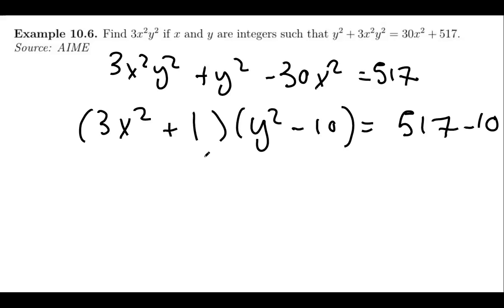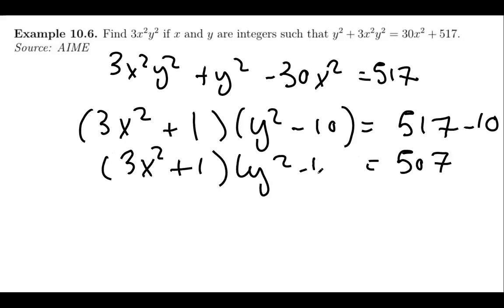So at this point, we have the product of two binomials, and on this side we have 507. Since x and y are integers, these two binomials must also be integers. That means they must be factors of 507, and 507 can be factored as 3 times 13 cubed.